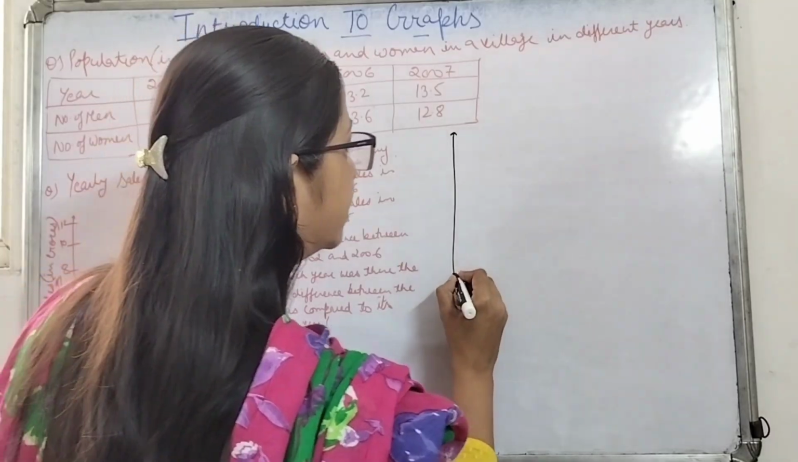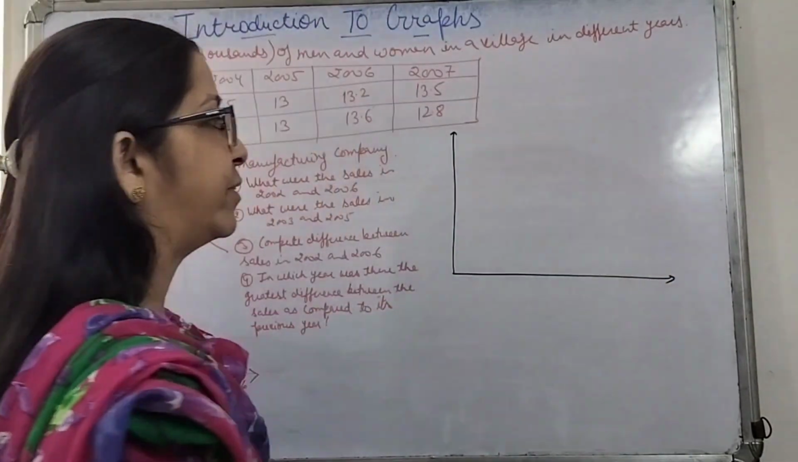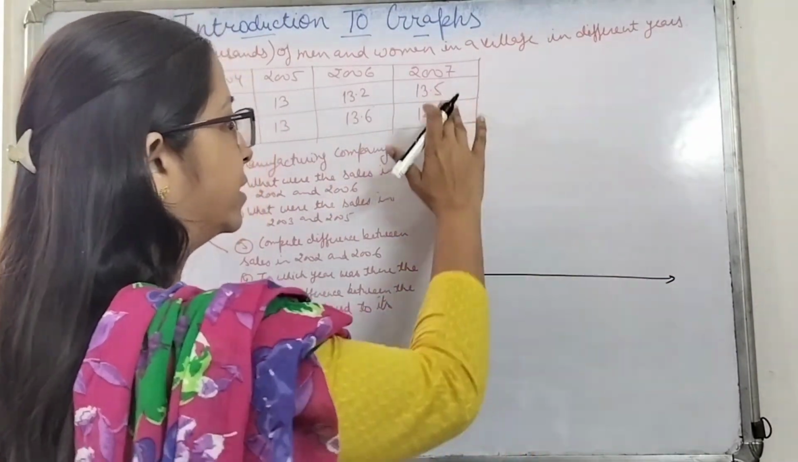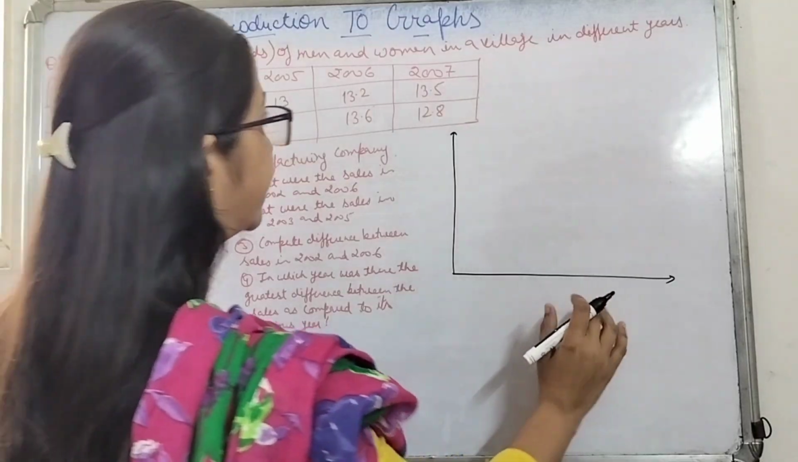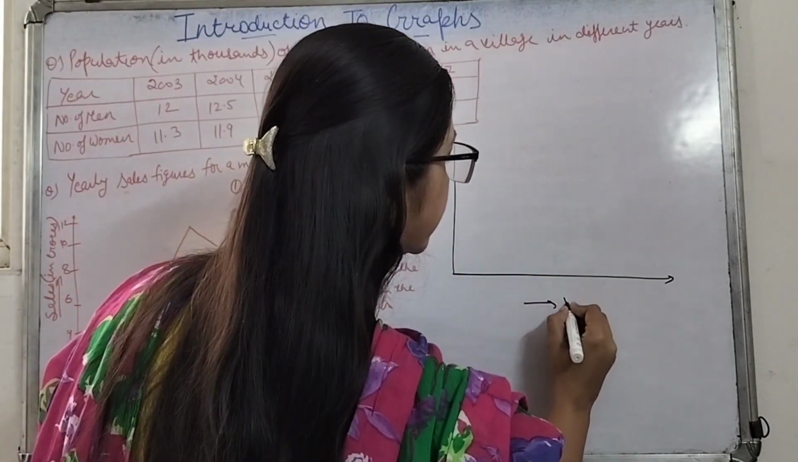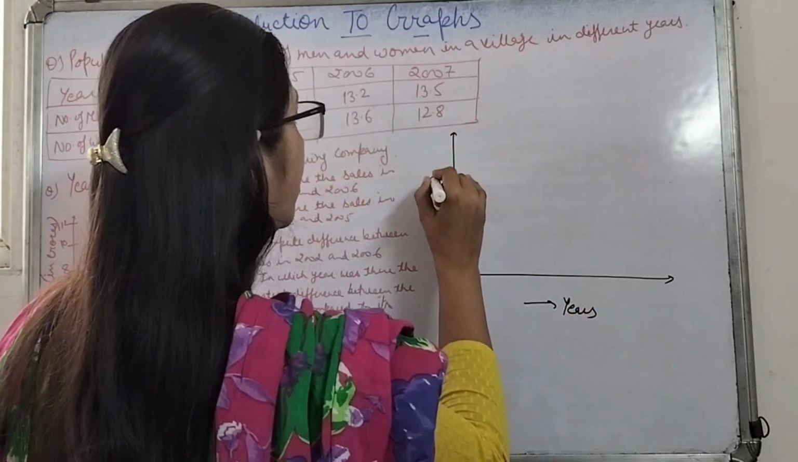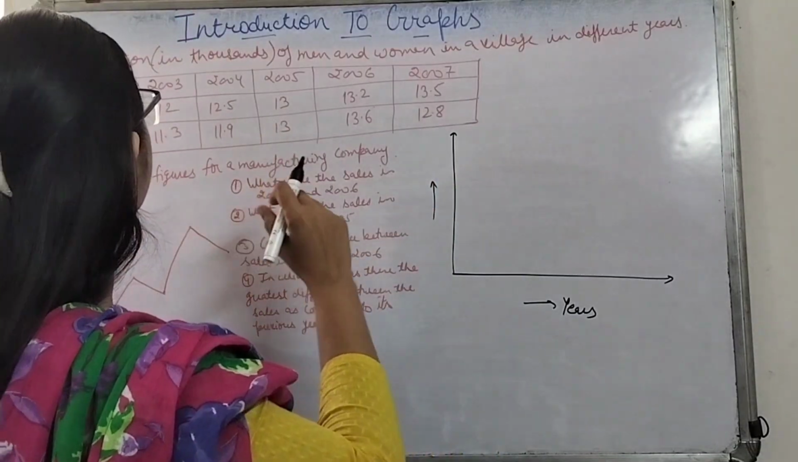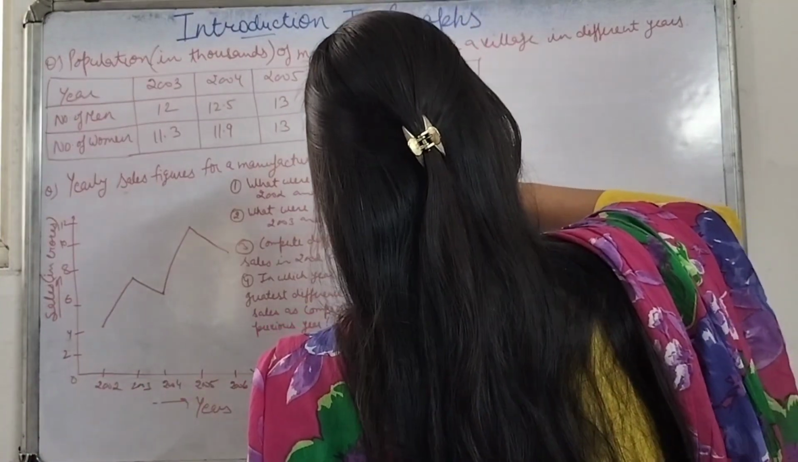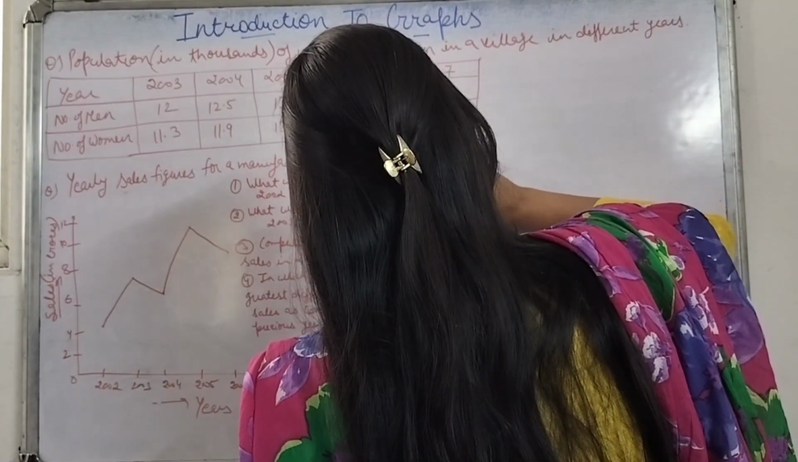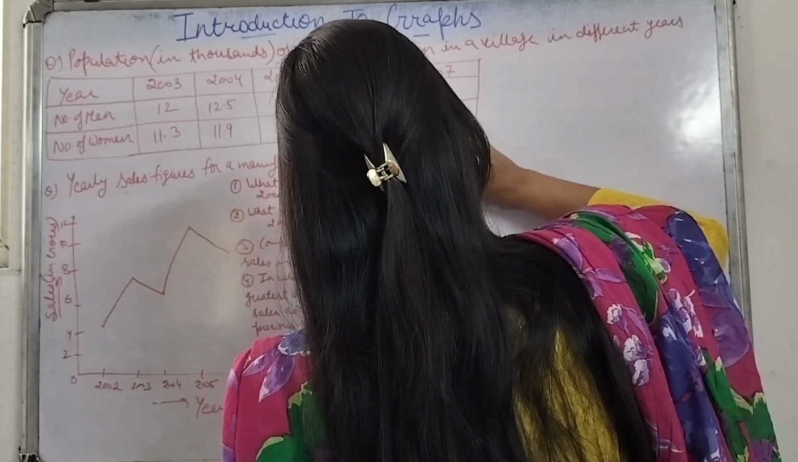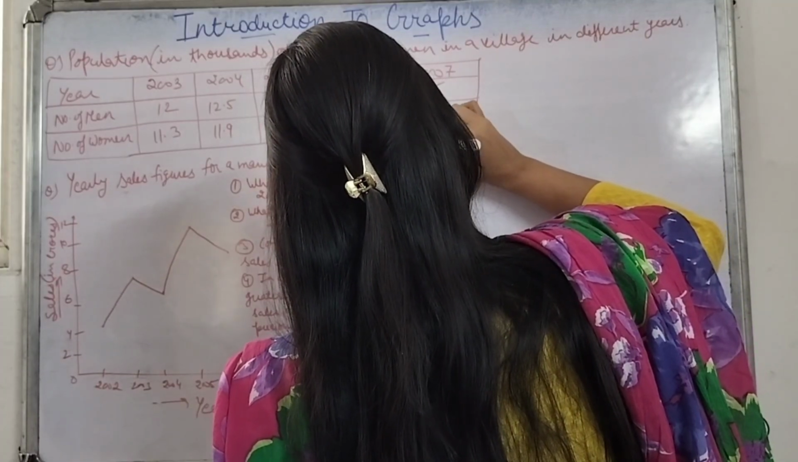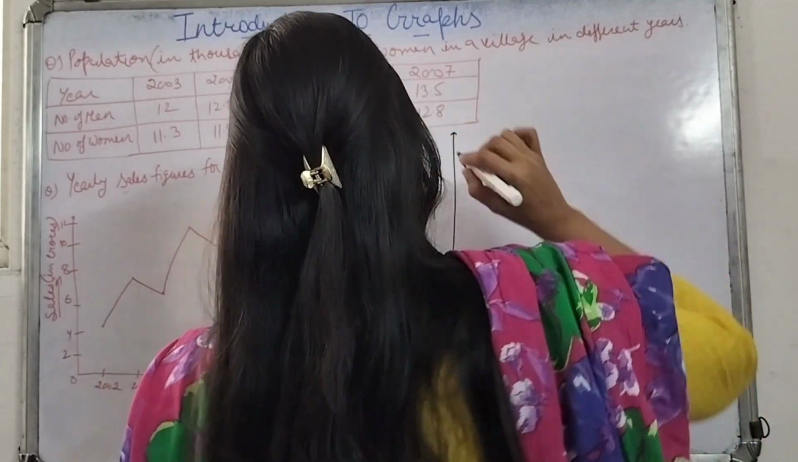First of all, again, the same, we will make your x and y axis. This is your x axis. This is your y axis. On the x axis, we will be taking your years. This is your years. On the y axis, we will be taking population in thousands. Population in thousands, this we have taken on the y-axis.